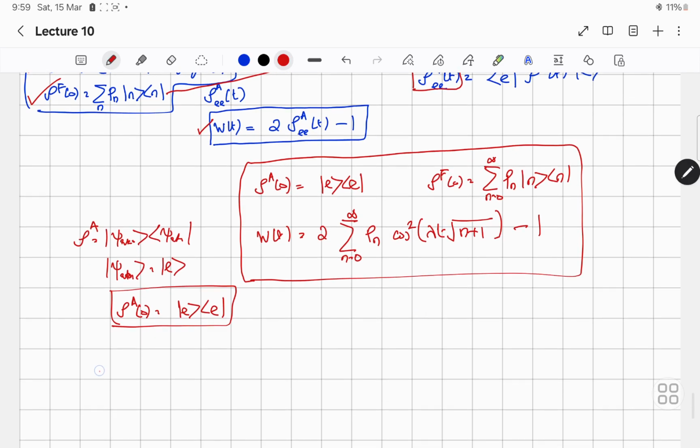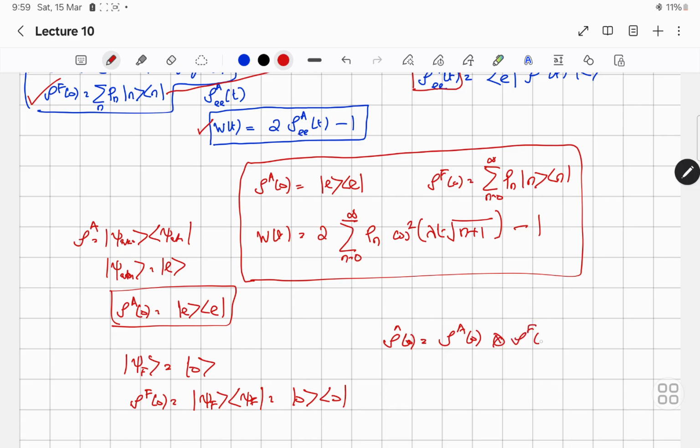Now suppose we add the field. Suppose the state of the field is |0>. Suppose the field is vacuum, there is nothing. Okay, it is a pure state. Now what is the corresponding density operator? So rho_f(0) is outer product |psi_f><psi_f|, and that would be outer product |0><0|. So that is your rho_f(0). So from this we can calculate what is your rho(0). It is rho_A(0) times rho_f(0).